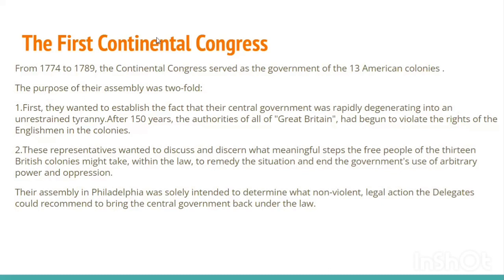Okay, so the assembly in Philadelphia intended to determine what non-violent legal action the delegates would recommend to bring the central government back under the law. So they wanted the central government, British rule, to continue, but they wanted the British to understand what the issue was, what their mistake was, and then rule us again in a proper manner as they were doing earlier. Fine. So is this point clear?